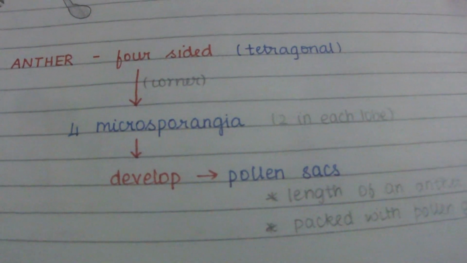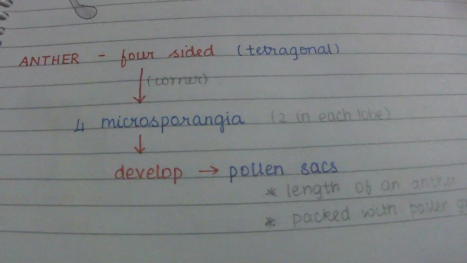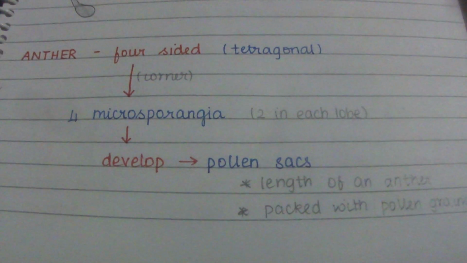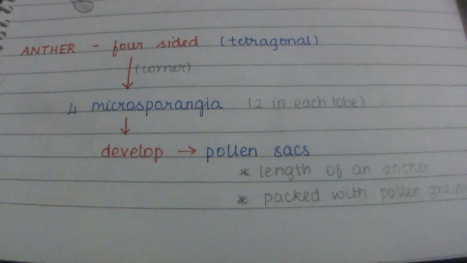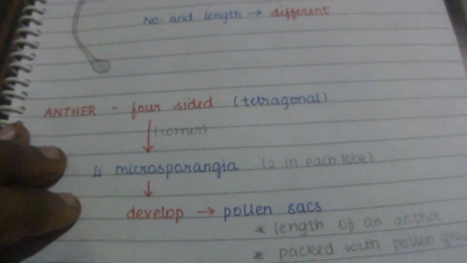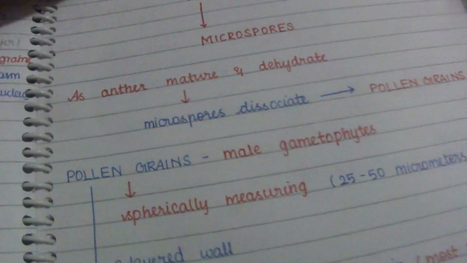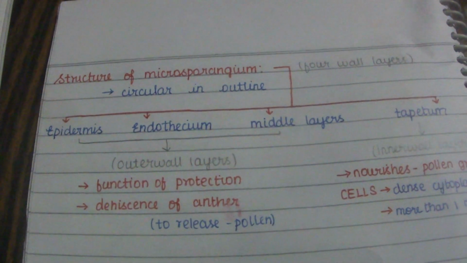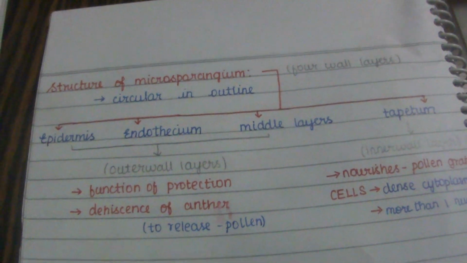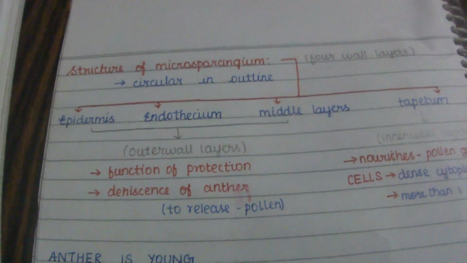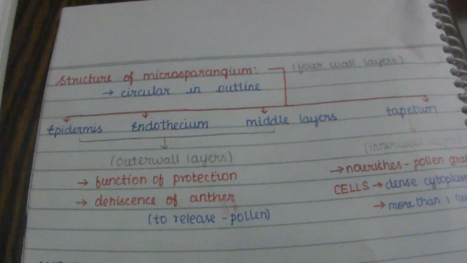The microsporangia further develop and become the pollen sacs. These pollen sacs extend longitudinally along the length of the anther, and they are packed with pollen grains. Now we will discuss the structure of the microsporangium. It appears circular in outline. It doesn't form a complete circle, but it is circular in outline.